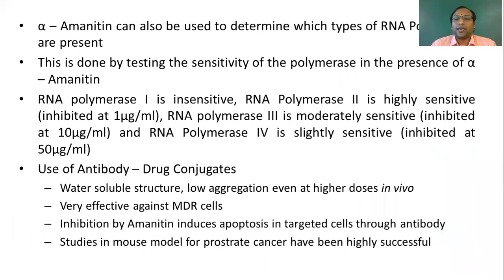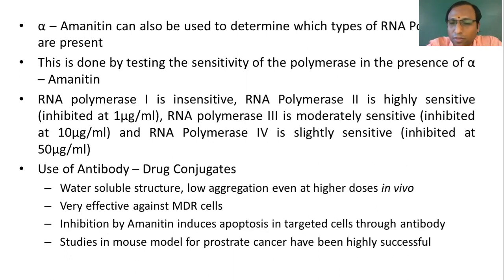So alpha amanitin can also be used to determine which type of RNA polymerase is present. So that is also used here for the determination purpose, and this is done by testing the sensitivity of the polymerase in the presence of alpha amanitin. So the testing process is based on the sensitivity aspects. Why we are saying the sensitivity is high or low is because once it is getting delayed, based on the process of the elongation only, we are saying how the sensitivity is working.